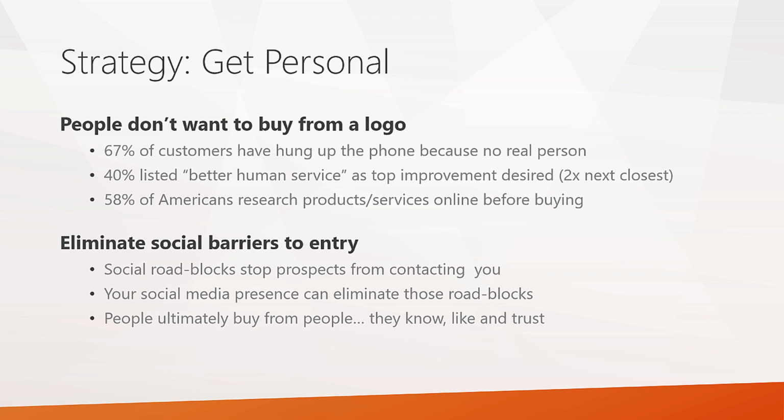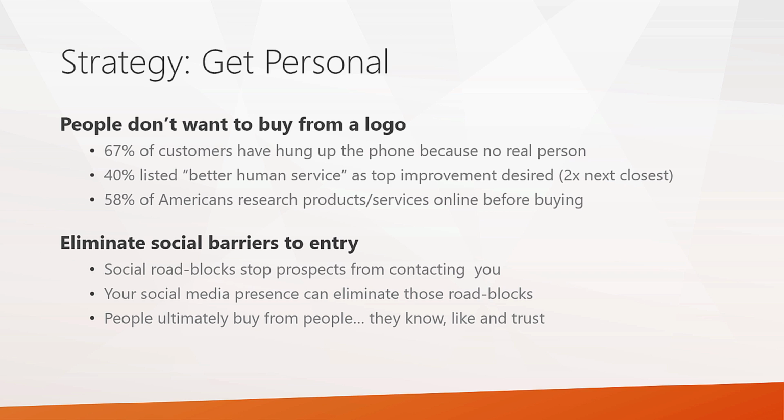Next, 40% listed better human service as the top improvement that they desired from the companies that they interact with, which was 2 times the next closest one. The next closest option that was available had 20%. So far and away, people wanted better human service. So again, they wanted to interact with human beings.